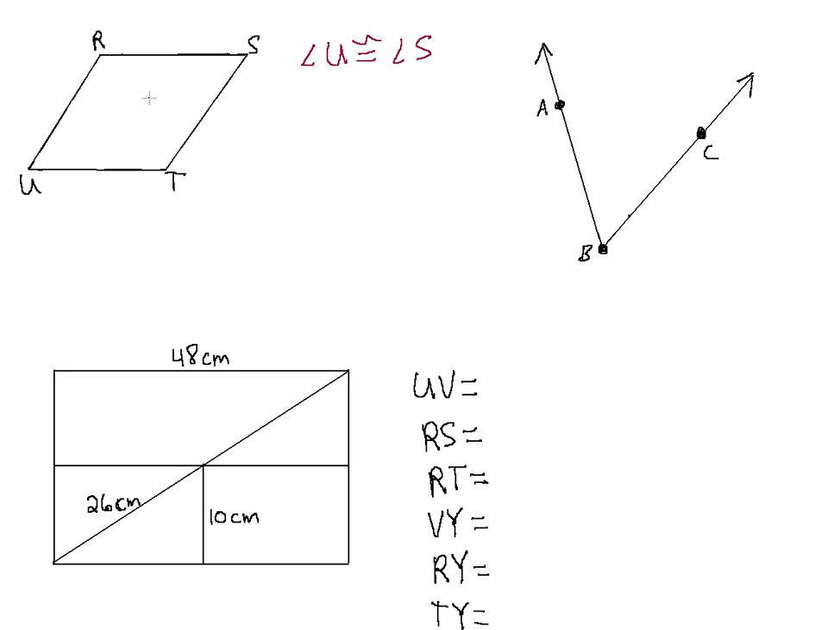Now, in geometry, we have some special notation for situations like this. When we know that two angles are congruent, or they have the same angular degree, we're going to put a little arc right here. And this arc represents that this angle is congruent to this angle. Now we want to show that angle R is congruent to angle T.